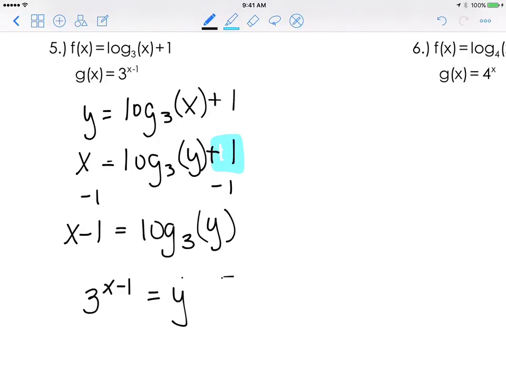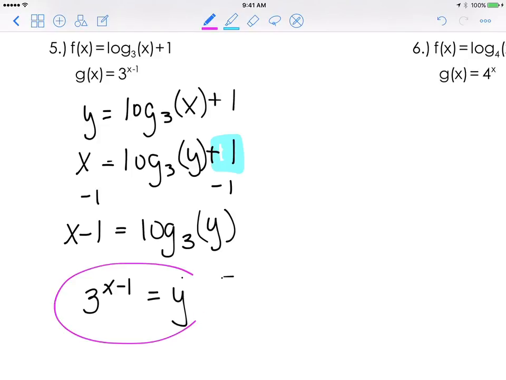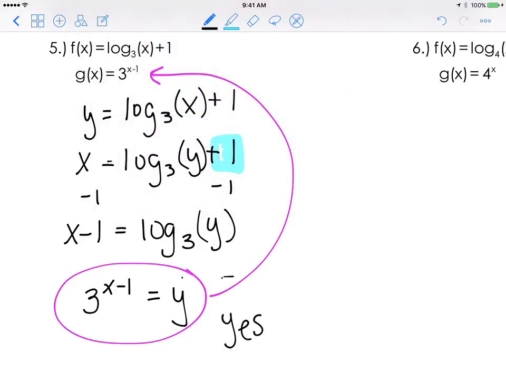So now, are they inverses of each other? Is this the same as what we got up here? And the answer is yes. So they are inverses, yes.